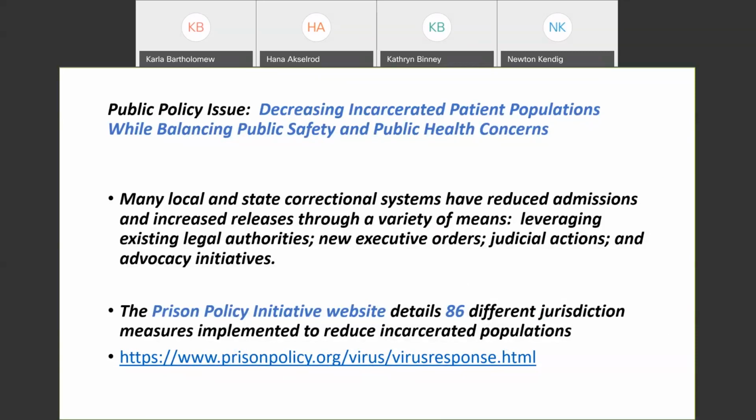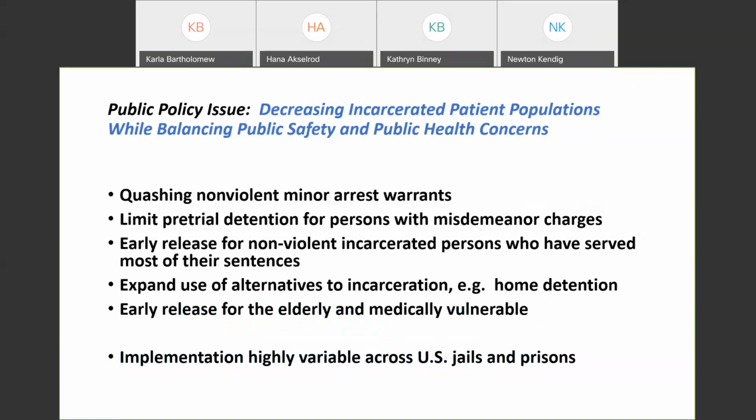These releases have been through a variety of means. There are many systems that have medical parole, have good time credit to release individuals who are detained or sentenced. We've had governors issue executive orders, federal judges issue orders, as you saw, and advocacy initiatives have been very effective, particularly in the pretrial setting, where you have persons who aren't even convicted of offenses in local jails. If you're interested in many of the initiatives, over 86 listed in the Prison Policy Initiative website, I've listed that link. And these are some of the things that have been recommended for reducing incarcerated patient populations. Many of these have been implemented in the 86 jurisdictions that I just mentioned.